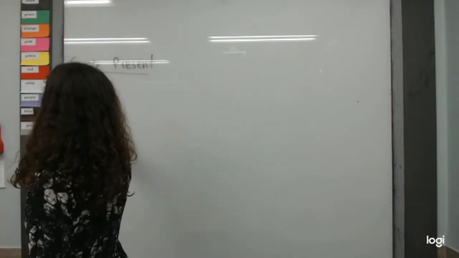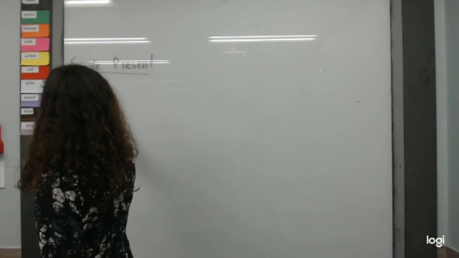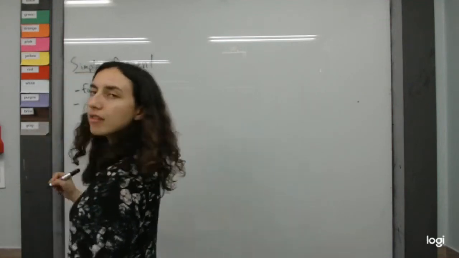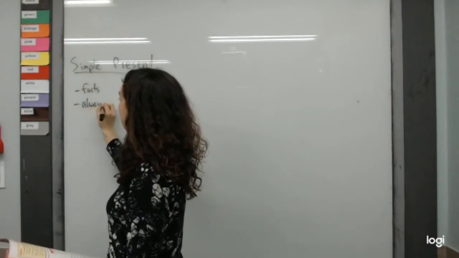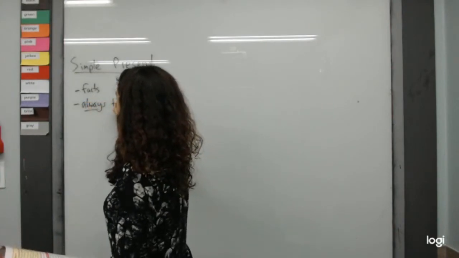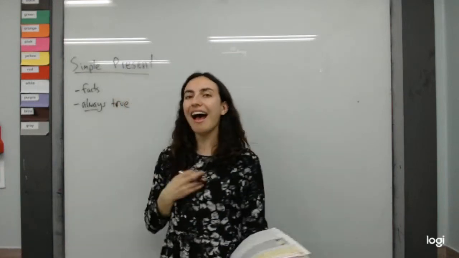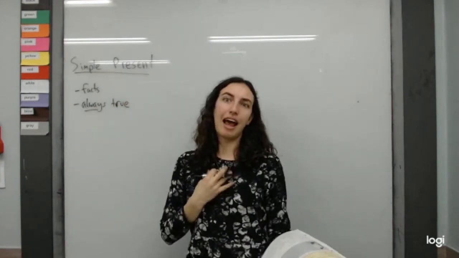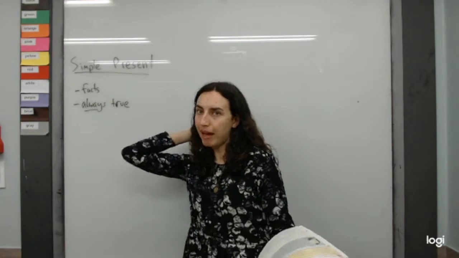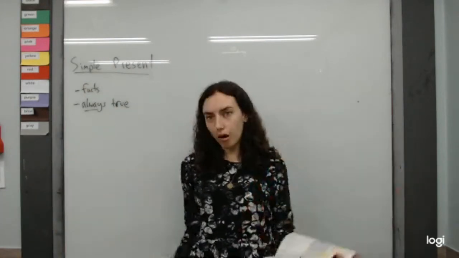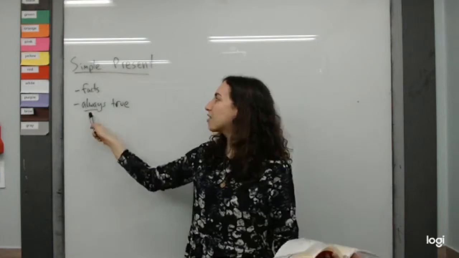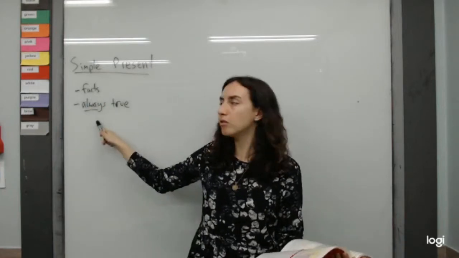Simple present we use to talk about facts, things that are always true. I am Madeline. I was Madeline in the past. I will be Madeline in the future. I am always Madeline. This is a fact. In fact, it is always true, so we use present to talk about it.